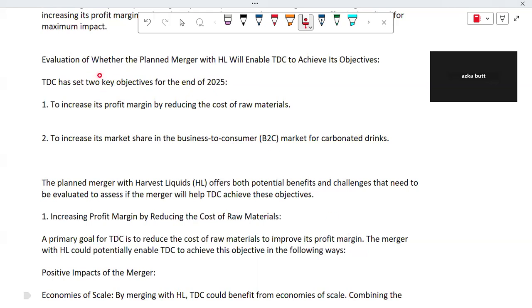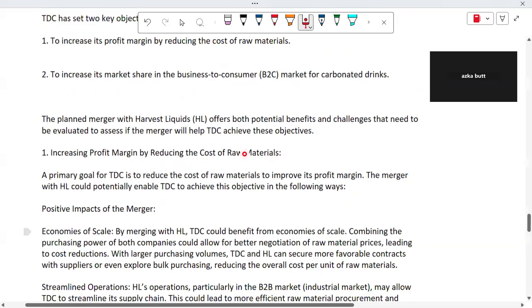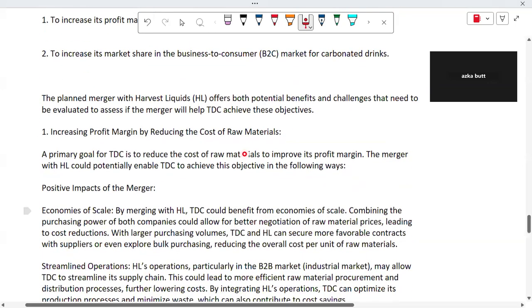So basically, TDC has two key objectives for the end of 2025. First one is to increase its profit margin by reducing the cost of material. And the second objective is to increase its market share in the business to customer, B2C, market for carbonated drinks. So how will the planned merger benefit in these two cases?